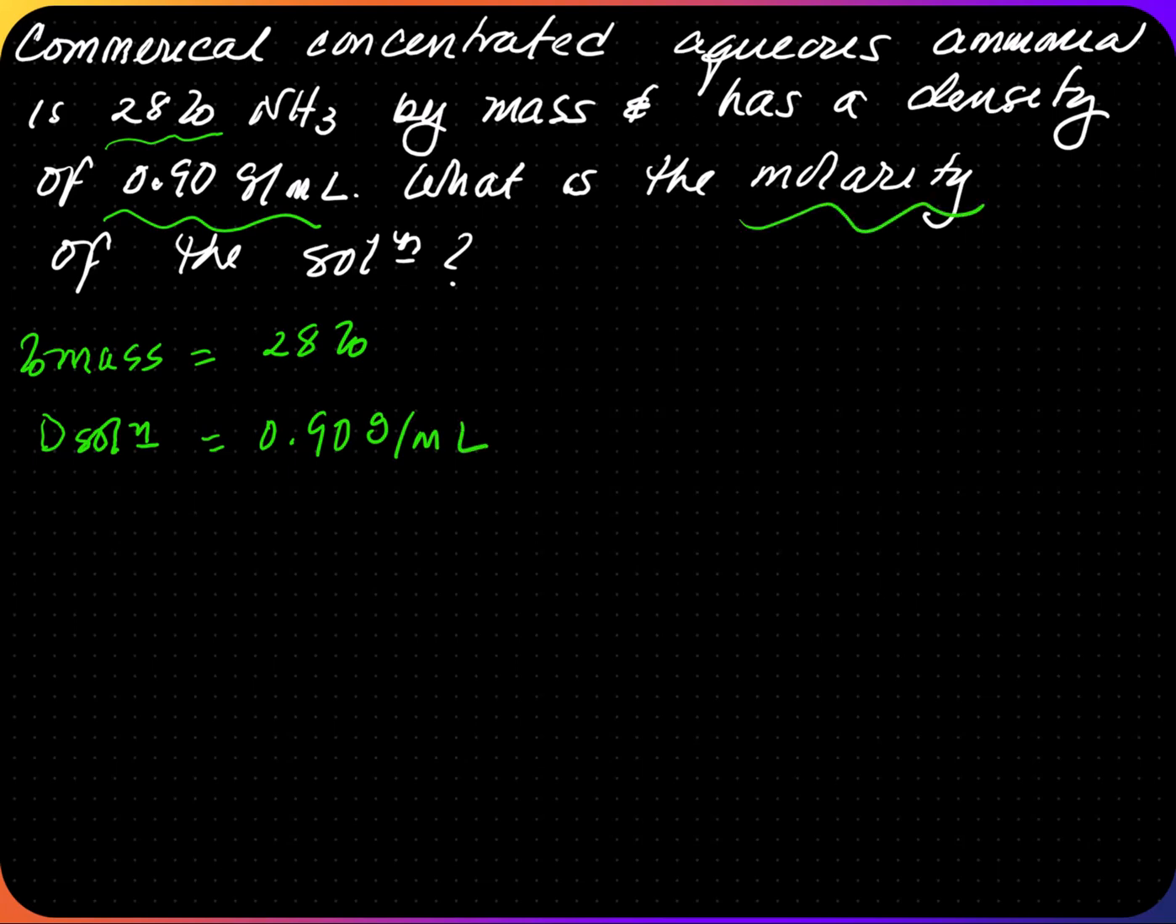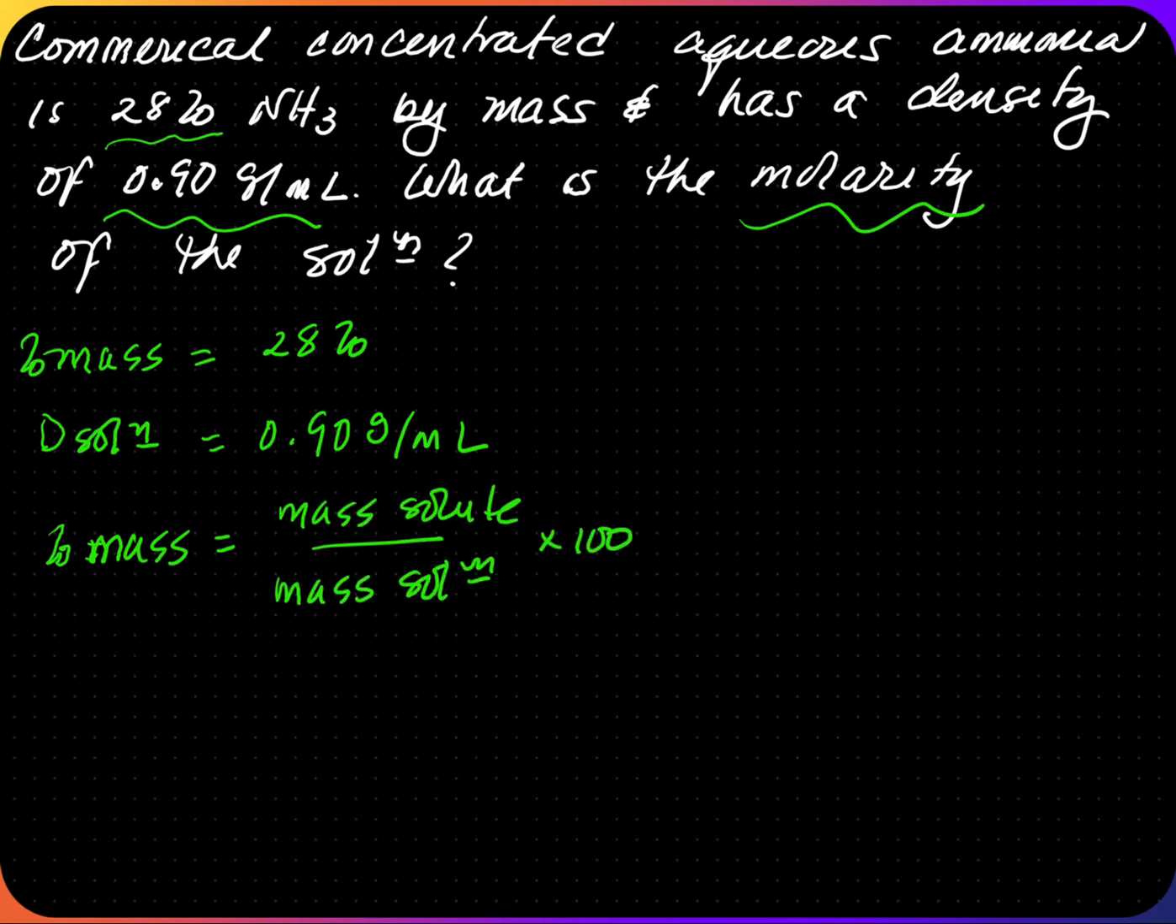We're looking for molarity. So now let's write the formula because we need to figure out what variables we need to go from the given, which is percent mass, to molarity. We know the formula for percent mass is equal to mass of solute over mass of solution times 100. The formula for molarity is moles of solute over liters of solution.